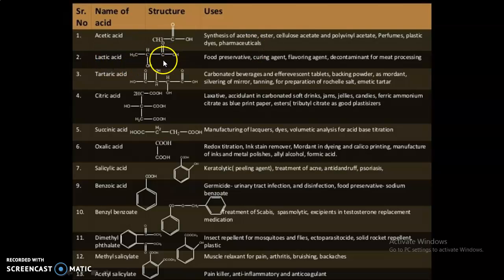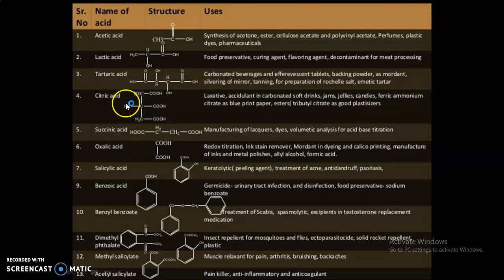Next one is lactic acid. This is the structure of lactic acid. It is used in the food industries as a food preservative, a flavoring agent, a decontaminant for meat processing, etc. Next acid is tartaric acid. This is the structure of tartaric acid. It is used in carbonated beverages and effervescent tablets, baking powder, as a mordant, in silvering mirrors, in tanning, and for preparation of Rochelle salt, emetic tartar, etc.